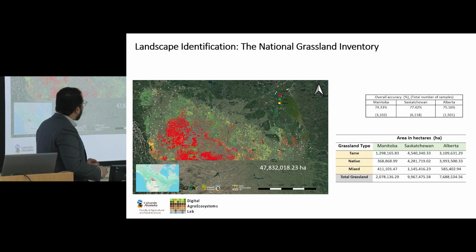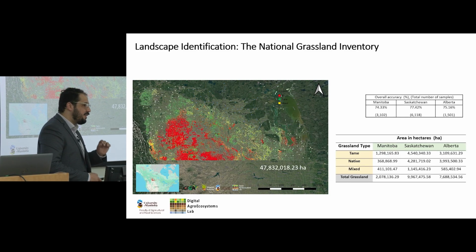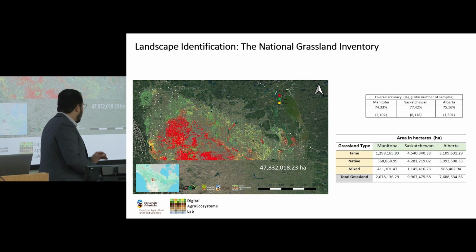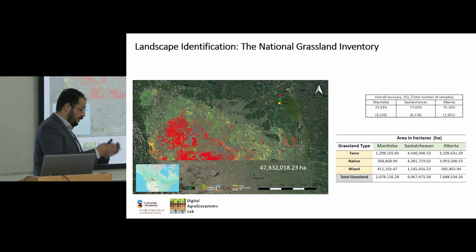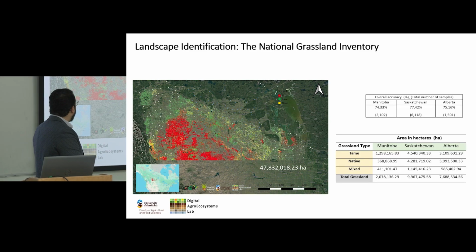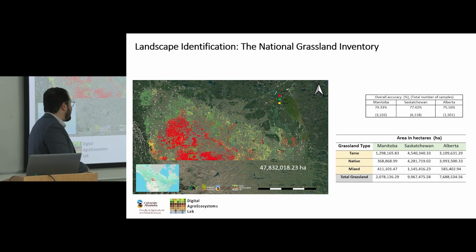And with reasonable accuracy, and with really a large amount of ground truthing, more than 10,000 ground truthing points, thanks to the CFGA, the Canadian Forage and Grassland Association. They invested in our partnership and they put people in the 3 provinces collecting ground truthing to identify what is native, what is tame, and what is mixed.